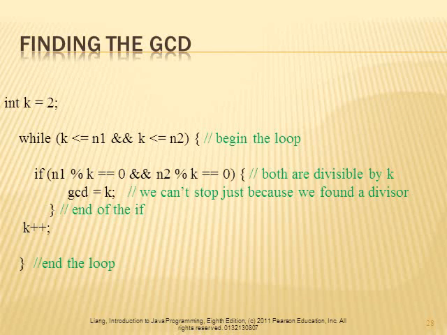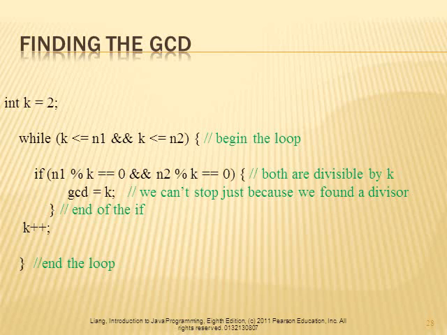So here's the snippet of code that solves the problem. K is initialized to 2 simply because all numbers are divisible by 1, and that would be a trivial answer. We look at the while statement and the Boolean there, and our divisor k is being tested to be less than or equal to both n1 and n2. Now the if statement inside of our while loop is testing that both n1 and n2 are divisible by k, in which case the remainder would be 0.